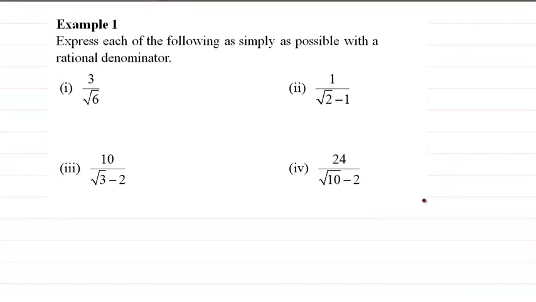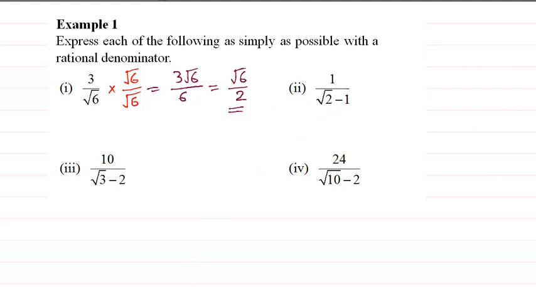So example 1, to get rid of the square root from the bottom, we multiply the top by root 6 and the bottom by root 6, then it's equal to, so we write 3 times root 6 on the top. Root 6 times root 6 is 6. We can simplify that as root 6 on the top, and we cancel 3 over 6, which is 1 over 2, so we just write 2 on the bottom.